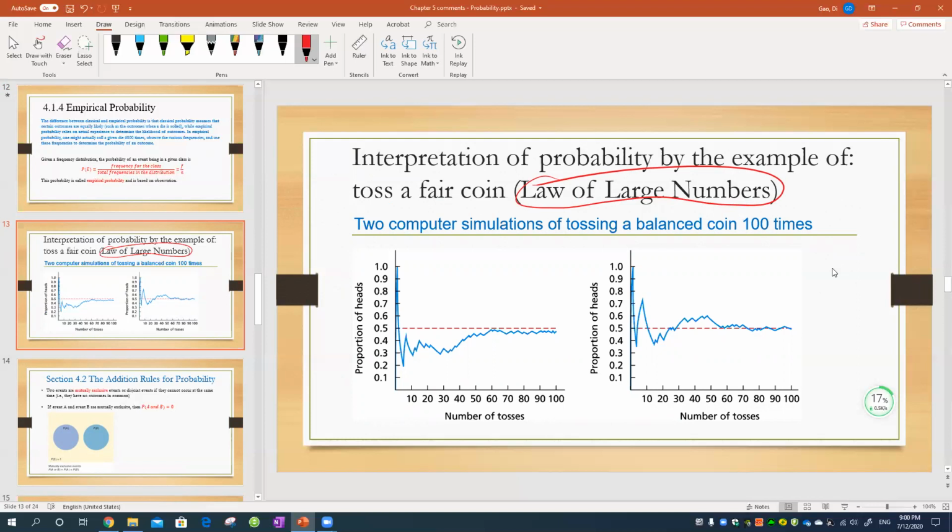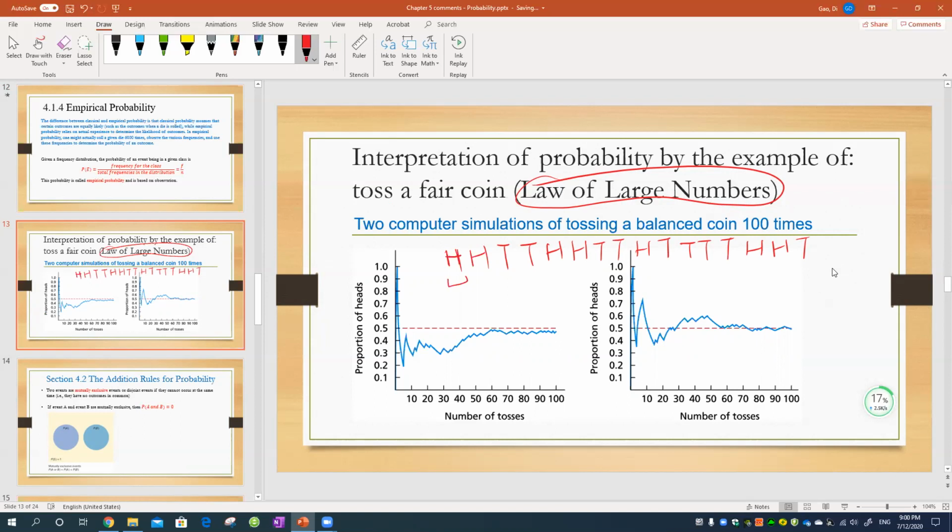We could have the first toss, and then we observe a head, and then a head again, and then a tail, and then a tail, a head again, a tail, a head, a tail. Could be a lot of tails, and then a head, and a tail. So we can then calculate the proportion of heads.